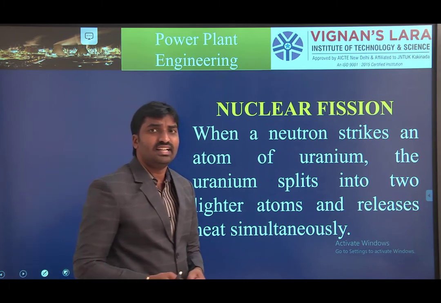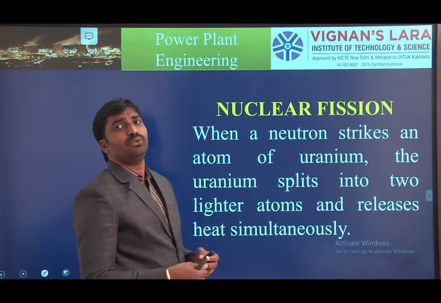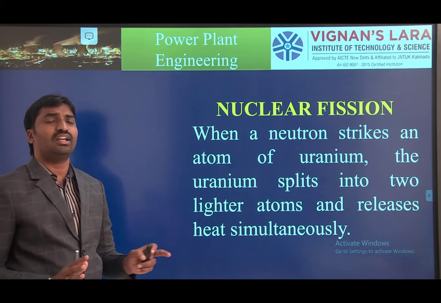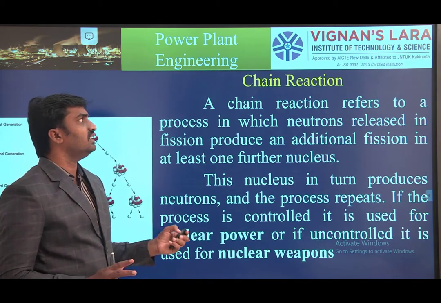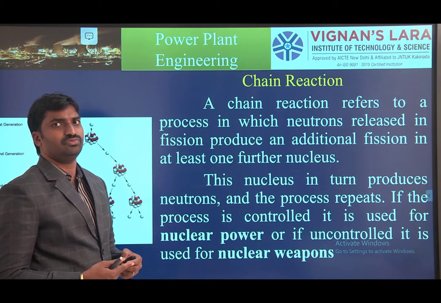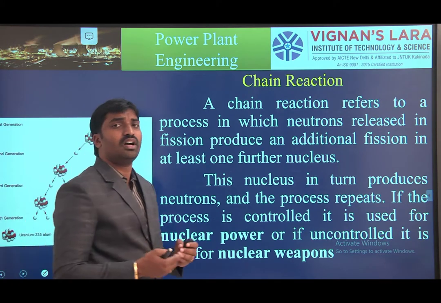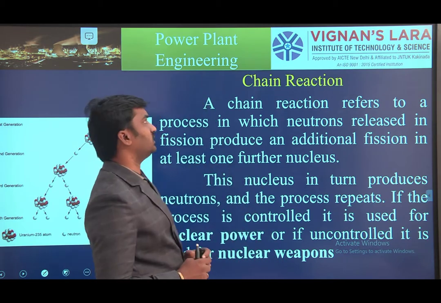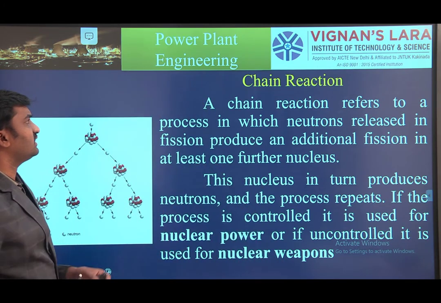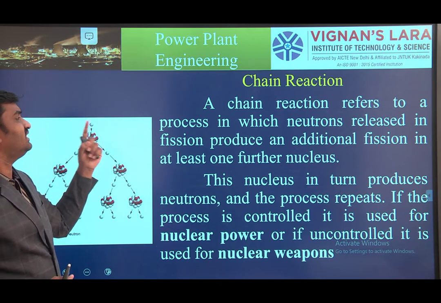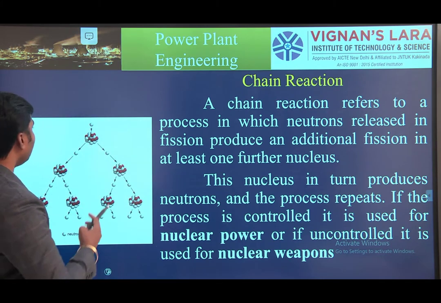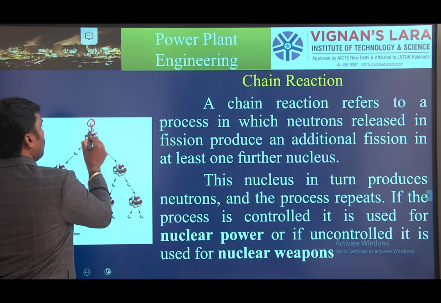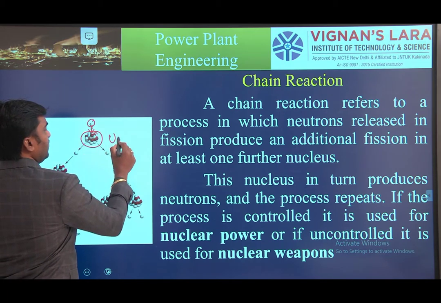That heat is continuously released. If you want to control the amount of heat released, that process is known as a nuclear reactor. If you control the heat release rate, that process is the nuclear reactor process. Especially here we are discussing the chain reaction. A chain means initially we start with one neutron, that neutron collides with one atom, this is uranium-235.